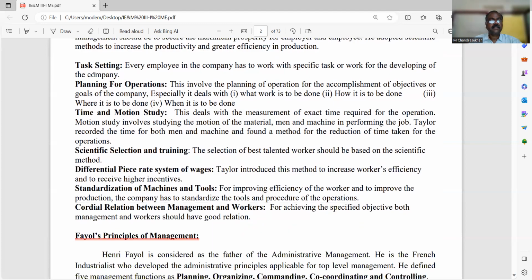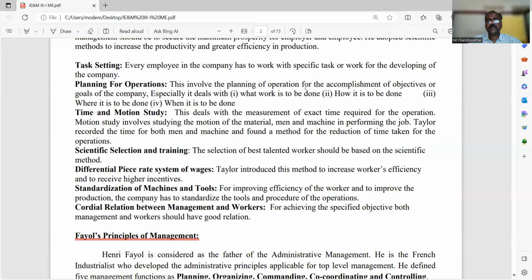And these are the various points to be followed. Number one is task setting. Every employee in the company has to work with specific tasks or work for the development of the company, and planning for operations.